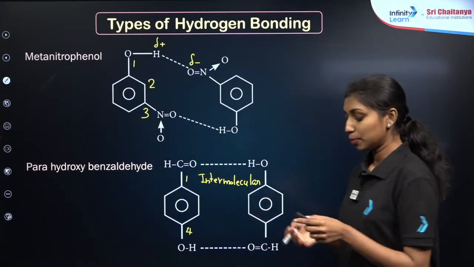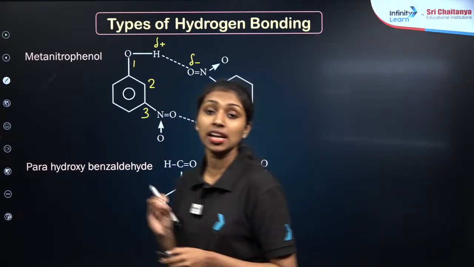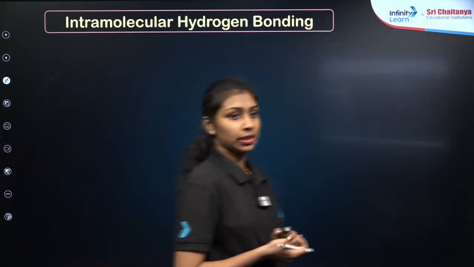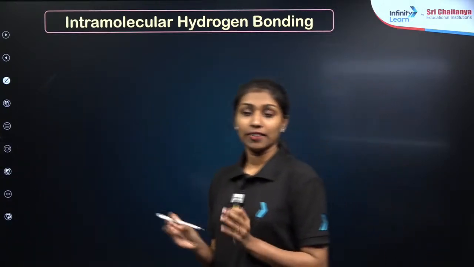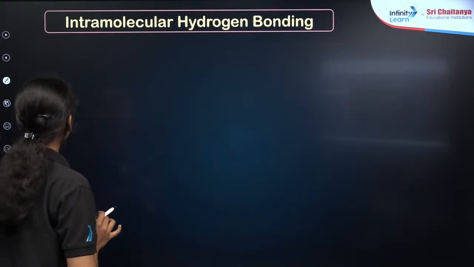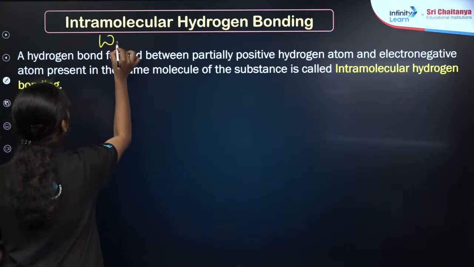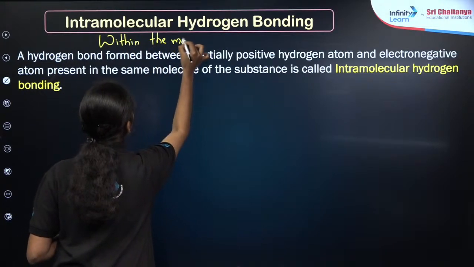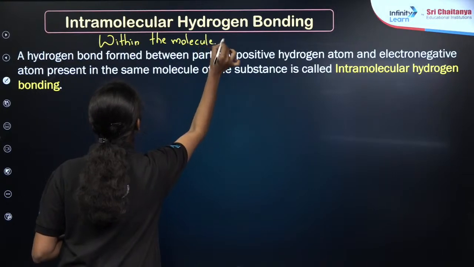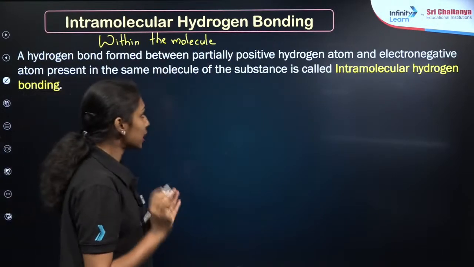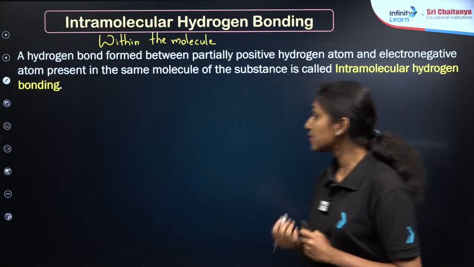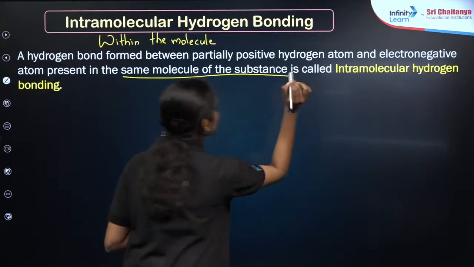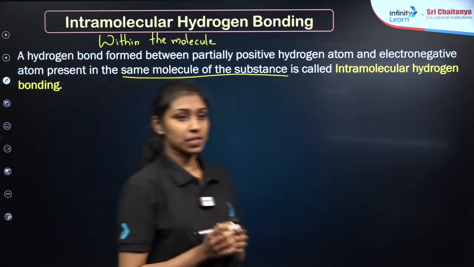Yes, fine. Now let me move to the second type of hydrogen bonding, that is intramolecular hydrogen bonding. What will be the difference as compared to intermolecular? Intra means within the molecule, right? Within the same molecule. So we can define it as the hydrogen bond formed between a partially positive hydrogen atom and an electronegative atom present in the same molecule of the substance, known as intramolecular hydrogen bonding.